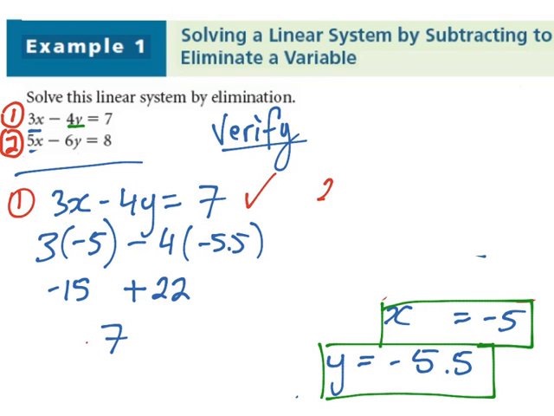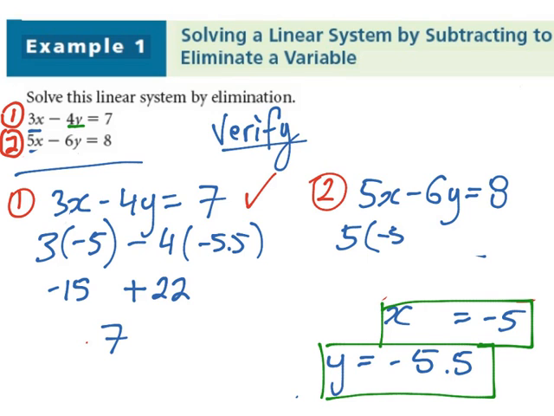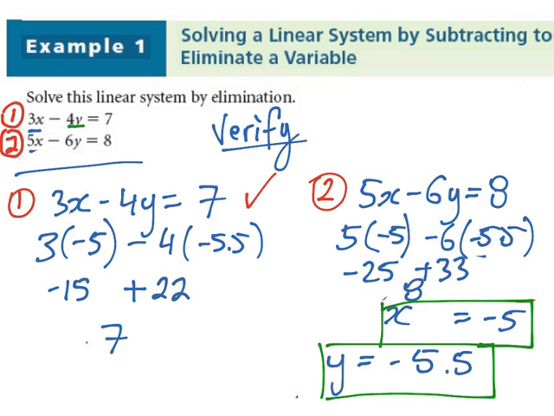For the second equation, we again plug these values of x, -5, and y, -5.5, to see if we get 8. So we know that 5 times -5 is -25, and -6 times -5.5 is +33. And if you add them up, you get 8. So that means it also works. Therefore, x equals -5 and y equals -5.5 is a verified solution to our system of equations.